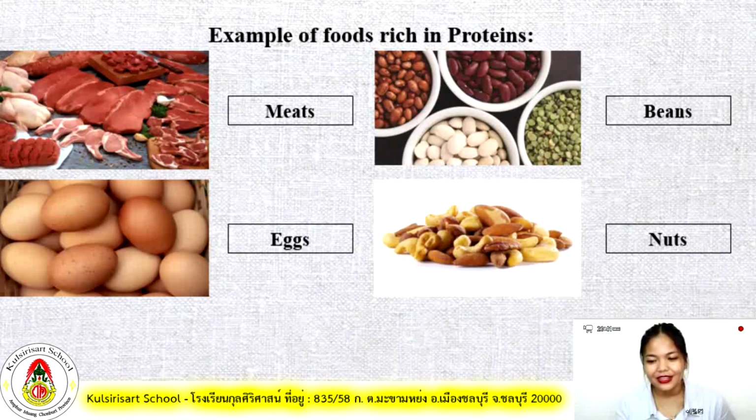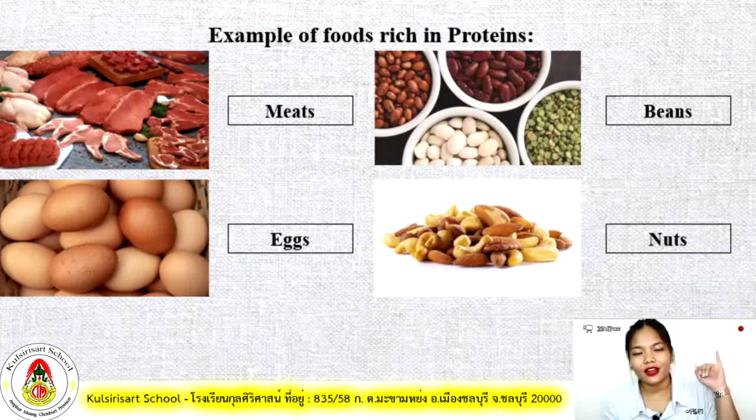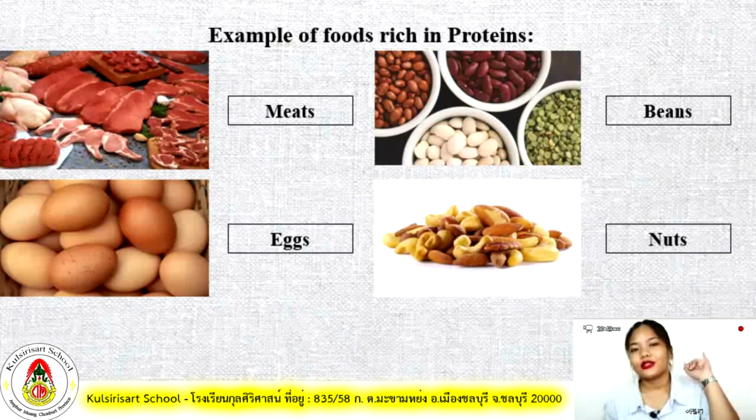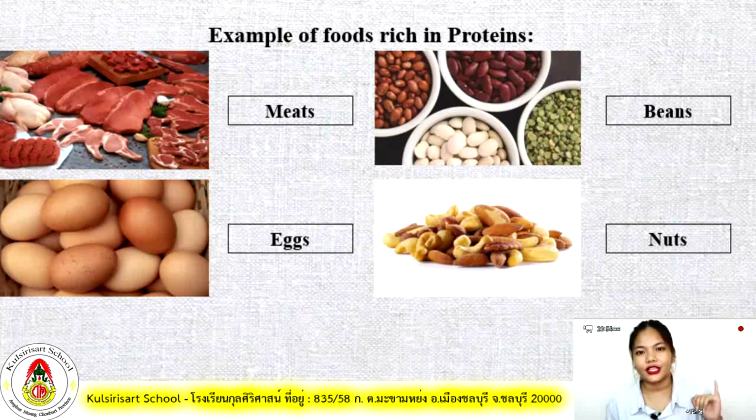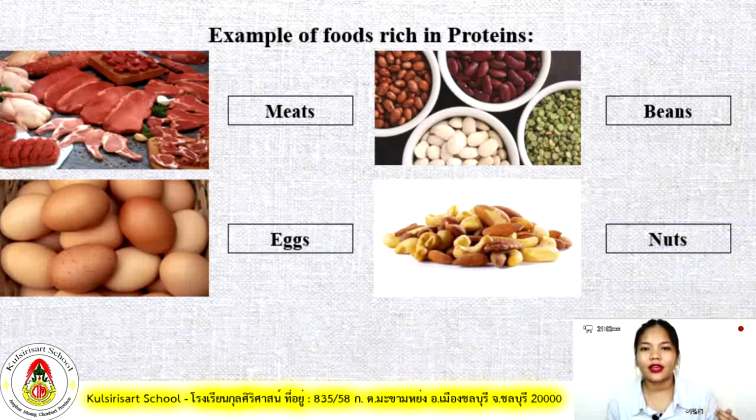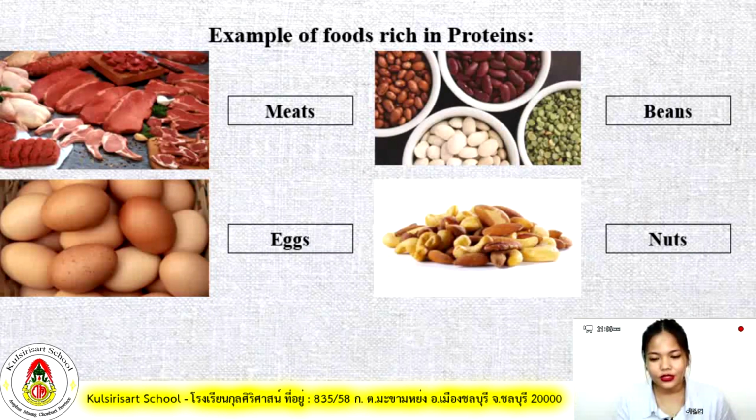I hope you're remembering all of the things that we are discussing today. We are already done discussing carbohydrates. When we say carbohydrates, these are the body's main source of energy. And the next one is proteins. Proteins are made out of amino acids, and they are needed by the body to build and repair muscles. Take note of those words.